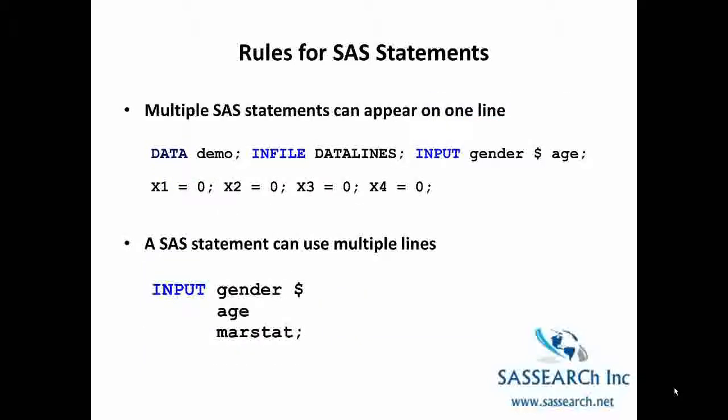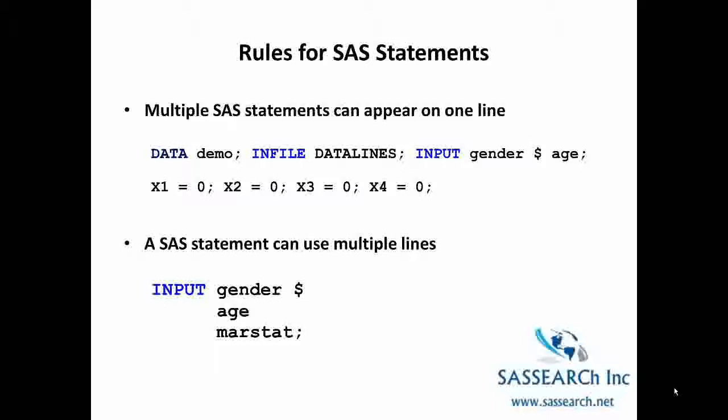Multiple SAS statements can be on the same line. Here are two examples. The first has the data, in-file, and input statements on the same line. You would not usually do this because it would be hard to read. However, for SAS, this would be fine. Only the semicolons make a difference.